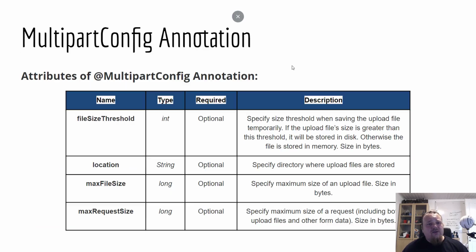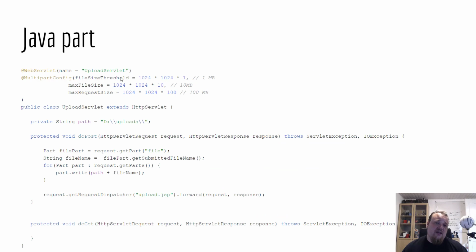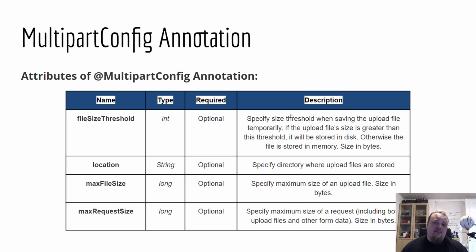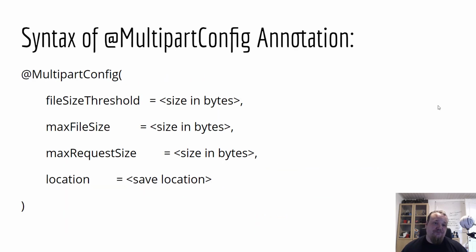So let's continue a bit. Say like the multipart config annotation that I have in the start, with a bit more explanation here of the different names of parameters, the type, are they optional or required, and a small description. I think it's a really good idea for you to look at it and understand what it does. This is the actual syntax. You can also put in a save location, stuff like that. It is kind of up to you how you do it.